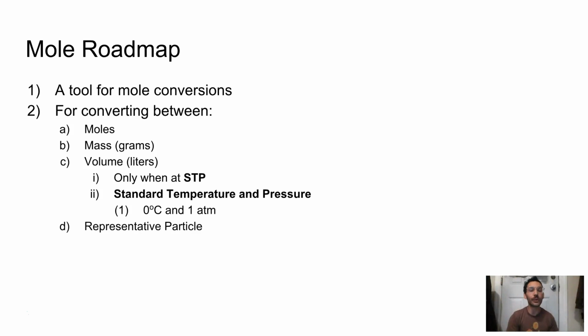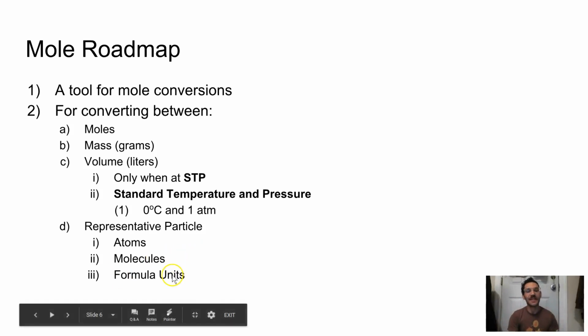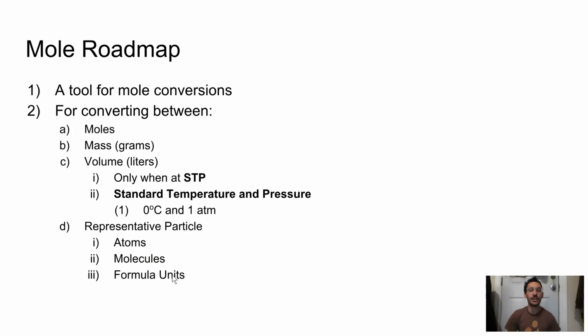And so we can also convert between representative particle, which you might be like, what is that? Well, representative particle would mean an atom or molecule if we're talking about a covalent compound, or a formula unit if we're talking about an ionic compound. It is whatever the smallest particle of whatever thing we're talking about is. So if we're talking about pure elements, the smallest particle of a pure element is 1 atom. If we're talking about a covalent compound, the smallest building block of those covalent compounds are going to be the individual molecules. And the same thing for ionic compounds. The smallest building block of an ionic compound is that formula unit.